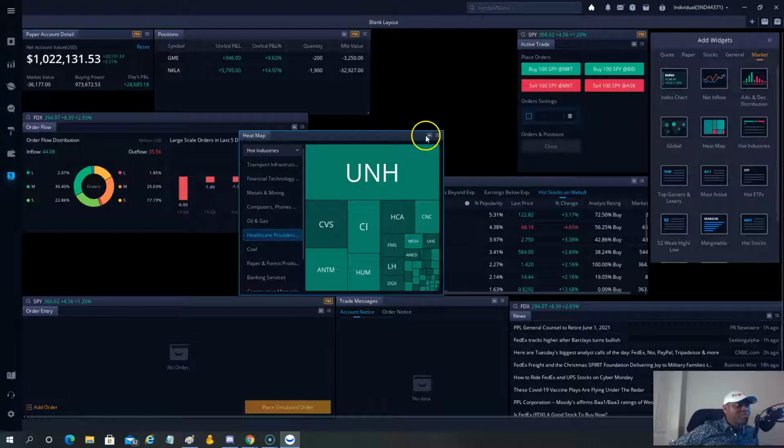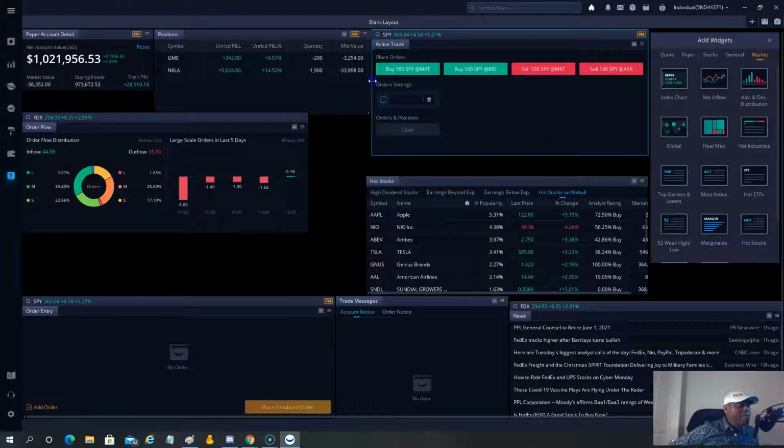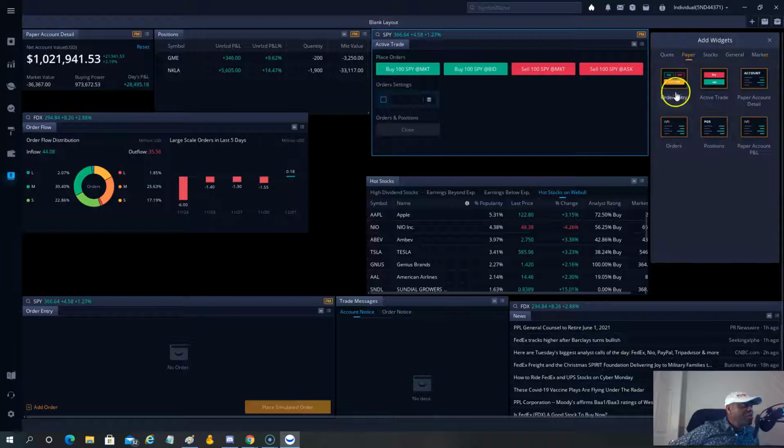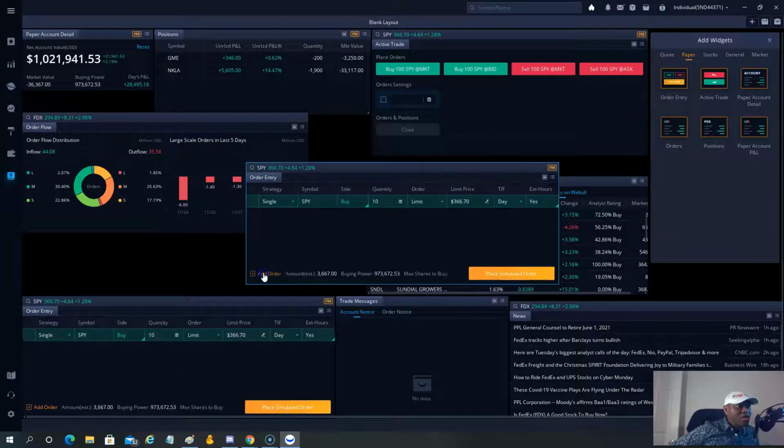So let's say you have this. Maybe we will remove this. I don't know where to put it as of now. Here's my, if I want to take a trade, right? Did we miss something on here? Order entry, active trade. This is active trade. Where's my order entry?